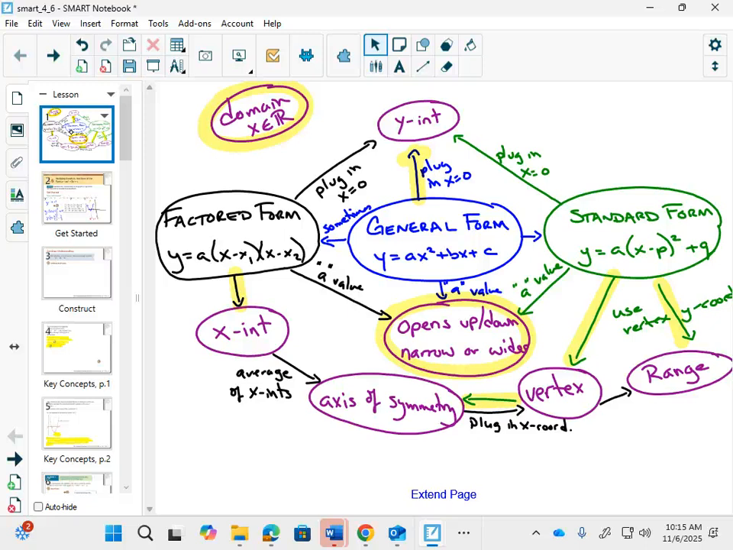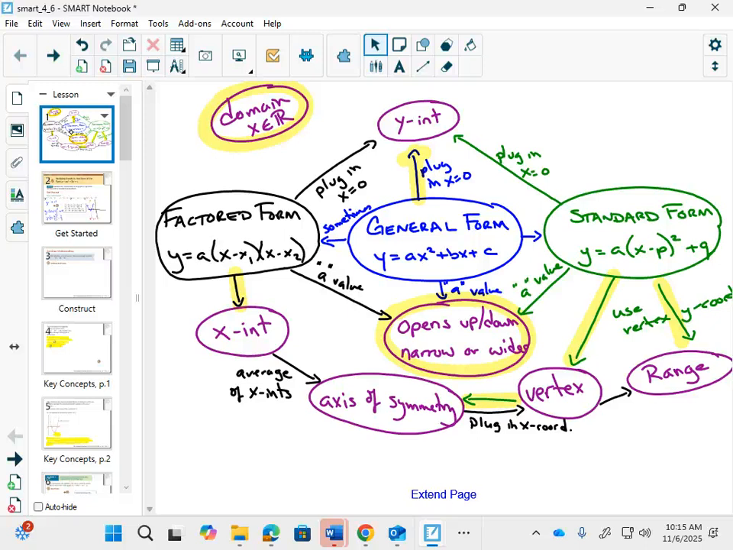We have three main forms of the equation of the parabola. They are the factored form in black, the general form in blue, and the standard form in green. Those are the three main circles. I'd say do this on page 300 or page 301, because on page 300 there's that study note.